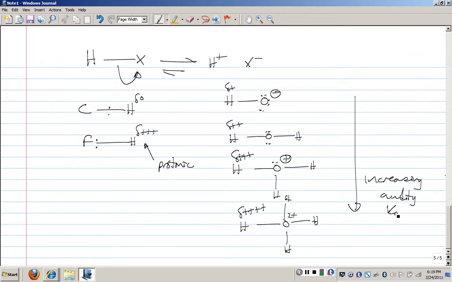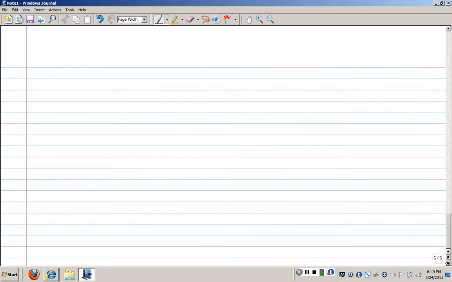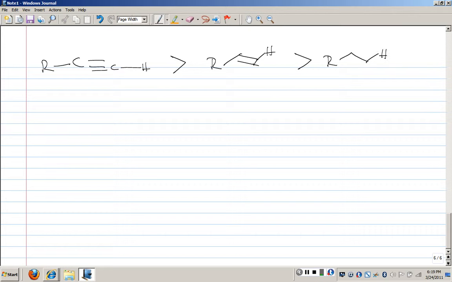Okay? The last factor affecting the strength of an acid is the hybridization state. And we've actually seen this one already. So, for example, we know already if I looked at a terminal alkyne, that they are stronger acids than alkenes in general, which are stronger acids than alkanes. And the reason was that this carbon is sp3 hybridized, this carbon is sp2 hybridized, this carbon is sp hybridized.